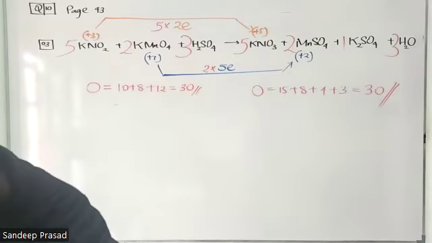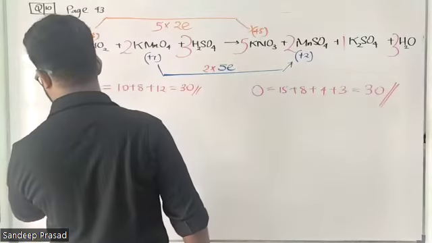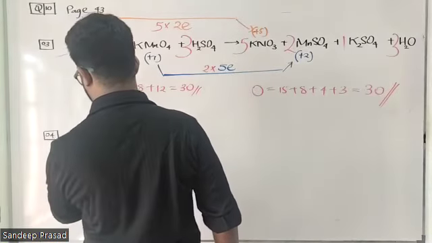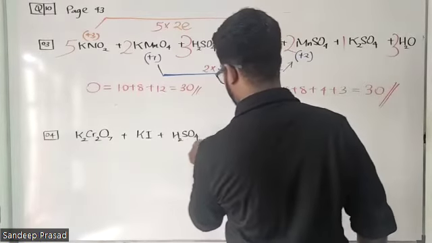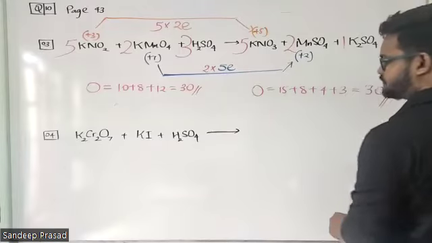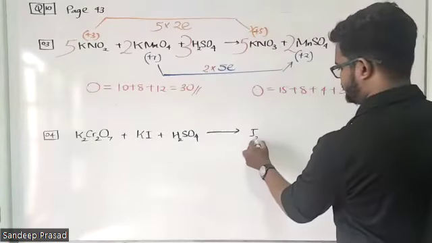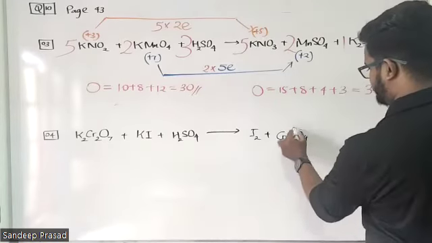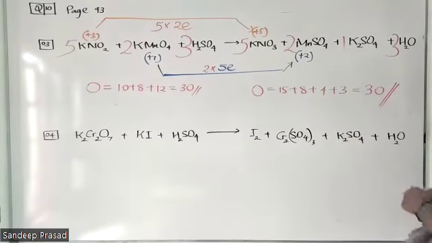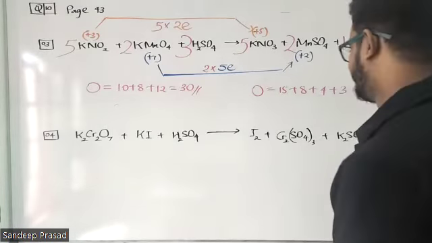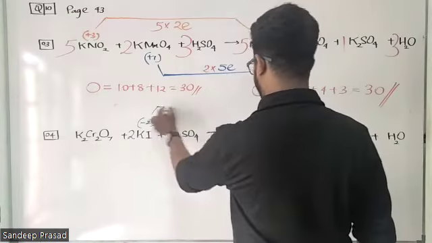Fourth one, potassium dichromate, potassium iodide, sulfuric acid. They have given the products: iodine, chromic sulfate, potassium sulfate plus water. Now in this reaction, there are 2 iodine atoms, therefore let me put here 2, minus 2 to 0. Increment is 2.